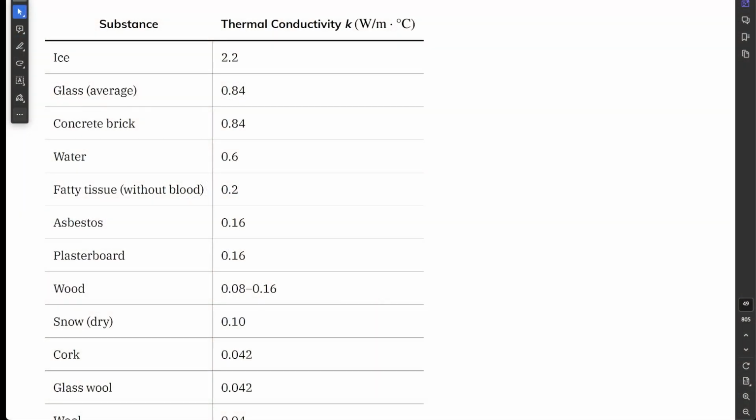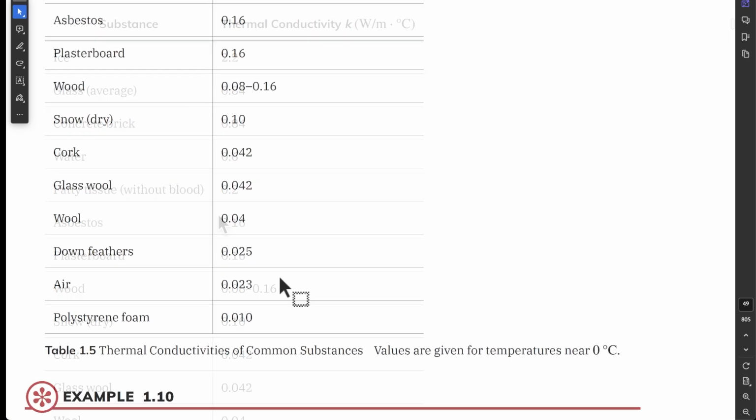Now, you can tell an awful lot about a substance by looking at its K value. So for example, water has a K value of 0.6 watts per meter per degree Celsius. How about down feathers or air or polystyrene foam? Notice how low these K values are.